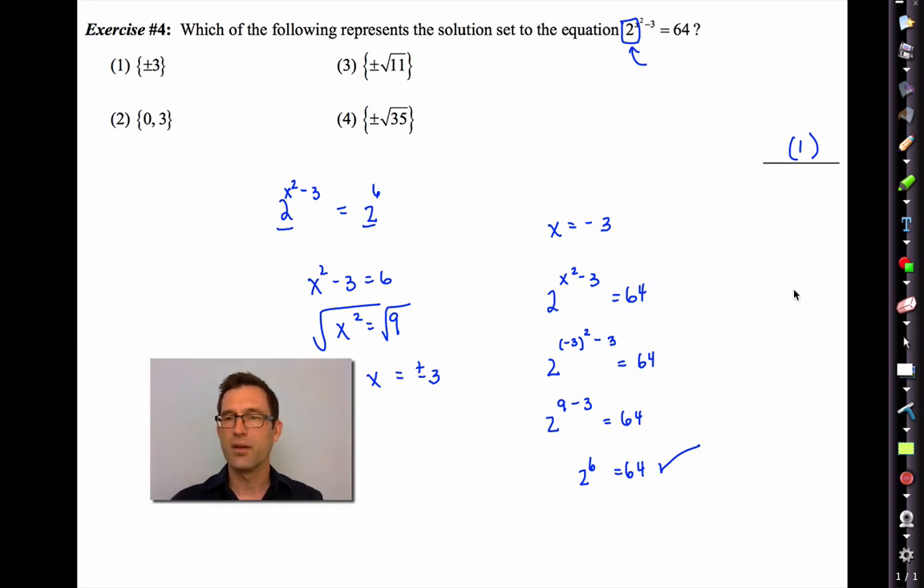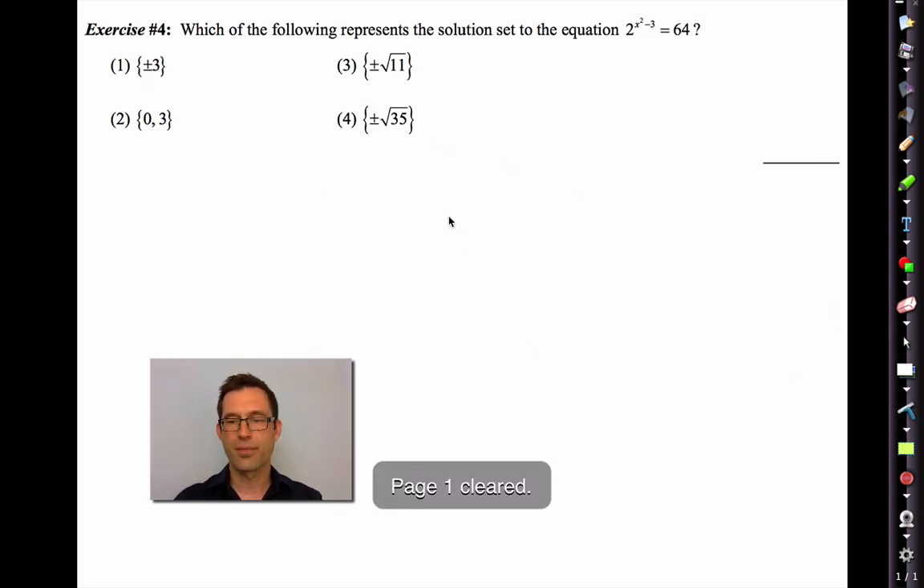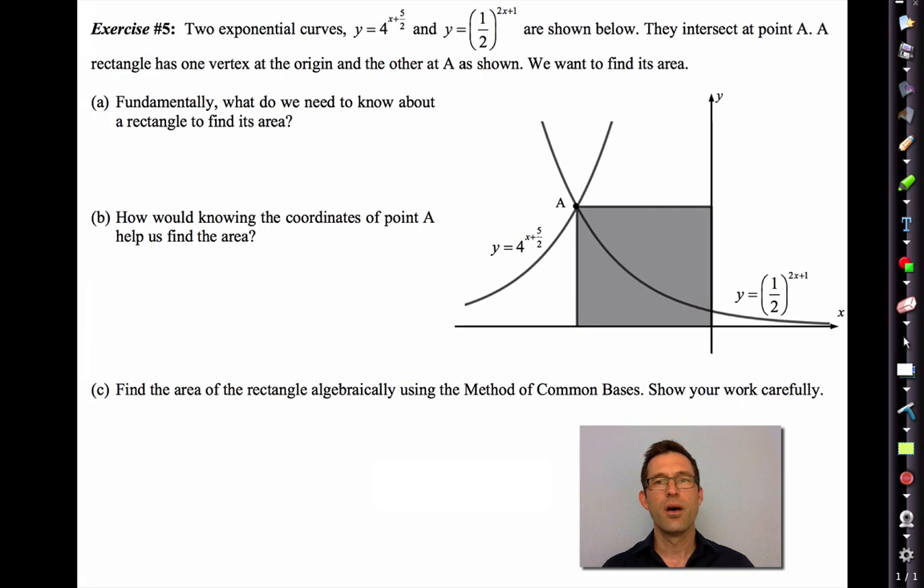Okay, here we go. All right, two exponential curves, y equals 4 to the x plus 5 halves and y equals 1 half to the 2x plus 1 are shown below. They intersect at point A. A rectangle has one vertex at the origin and the other at A as shown.